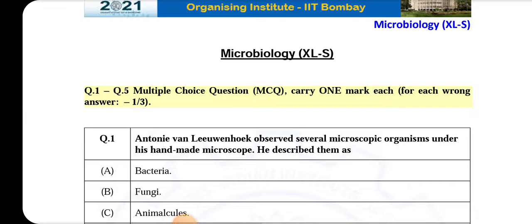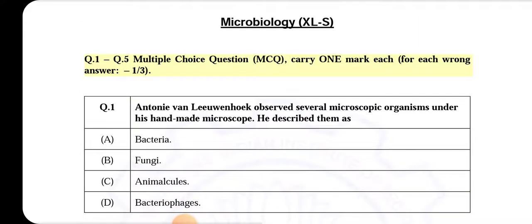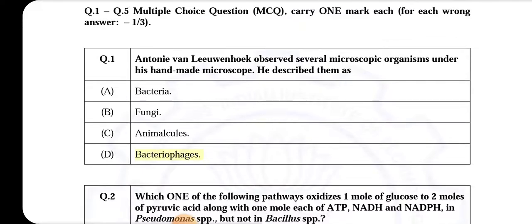Q.1 to Q.5, multiple choice questions, MCQ, carry 1 mark each; for each wrong answer, 1/3 is deducted. Q.1 Antony van Leeuwenhoek observed several microscopic organisms under his handmade microscope. He described them as A. Bacteria, B. Fungi, C. Animalcules, D. Bacteriophages.